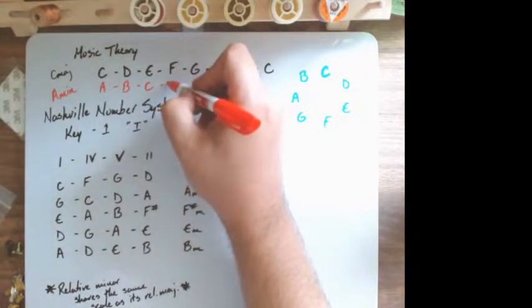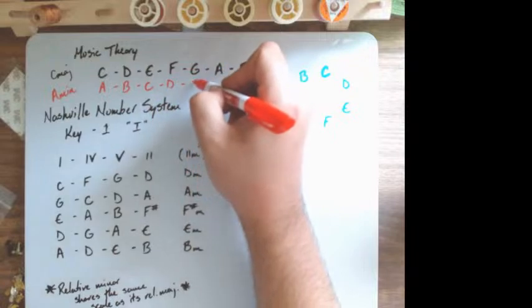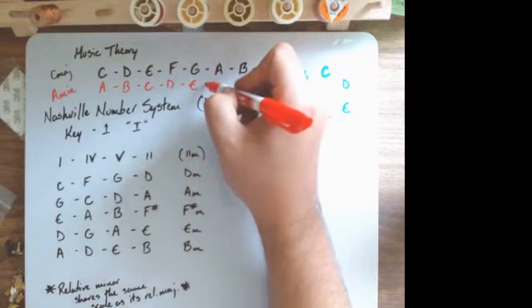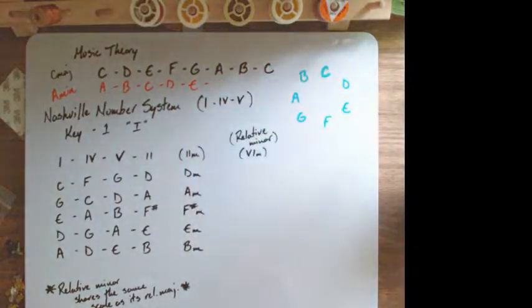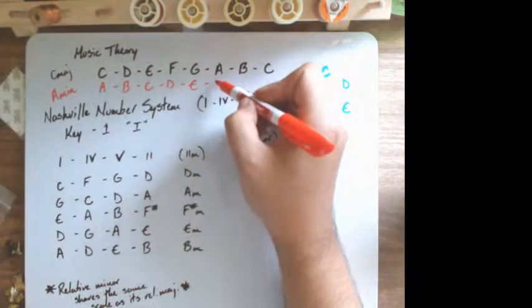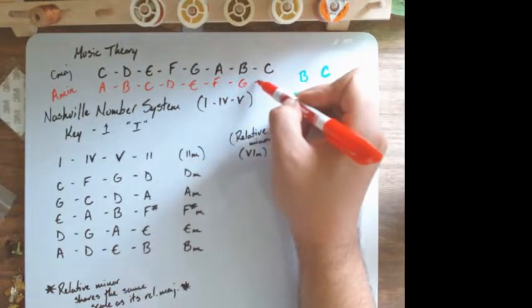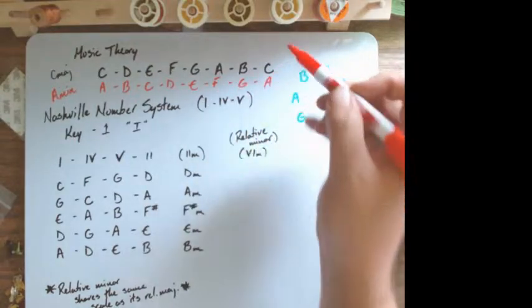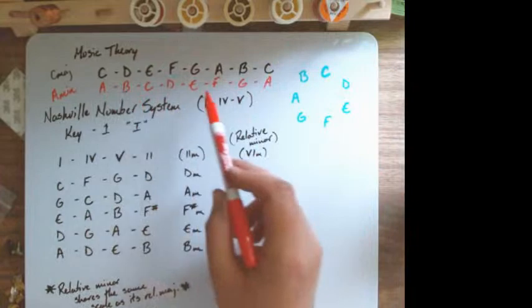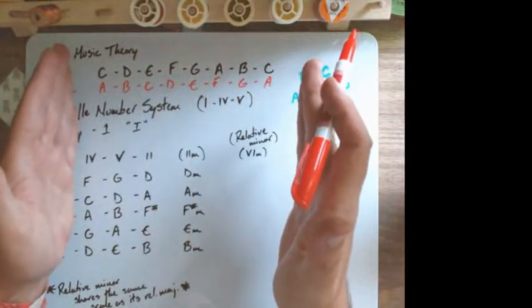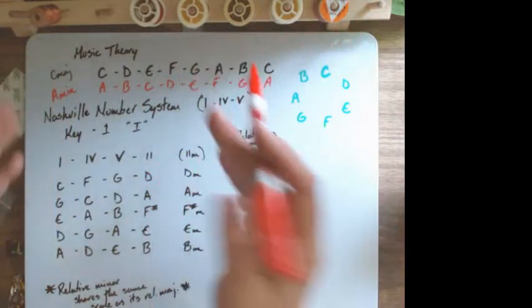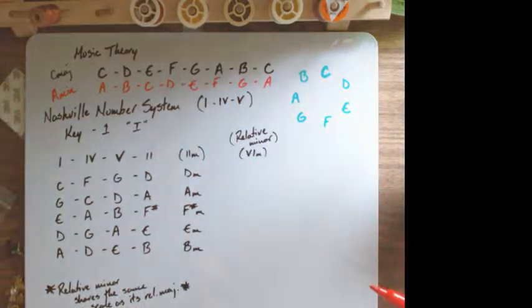Then it's a whole, another whole, ends up being, yeah. You can see exactly how there's no sharp or flat difference. It's almost like you took a C major and you just shifted it over. It ends up being the same exact notes.